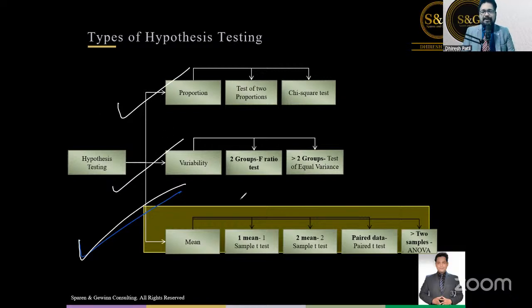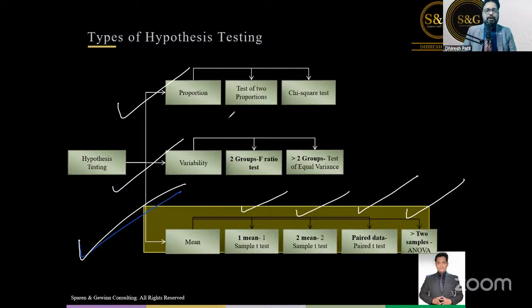In the mean, we have seen the one sample t-test and two sample t-test. If you are comparing a sample with a standard, use the one sample t-test. If you are comparing two samples with each other, use the two sample t-test. If the same sample is tested against two different scenarios, go for the paired t-test; for that, the sample has to be the same. If we have more than two samples, go for ANOVA.